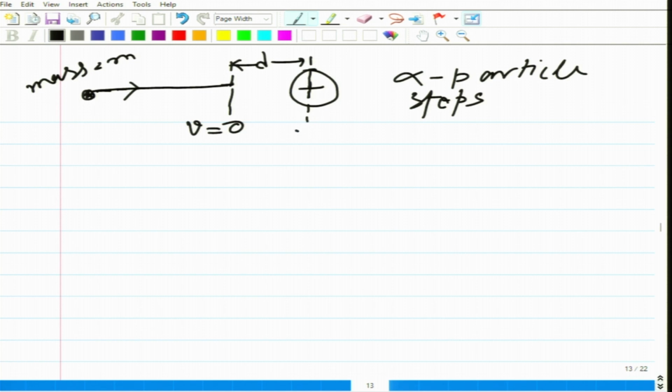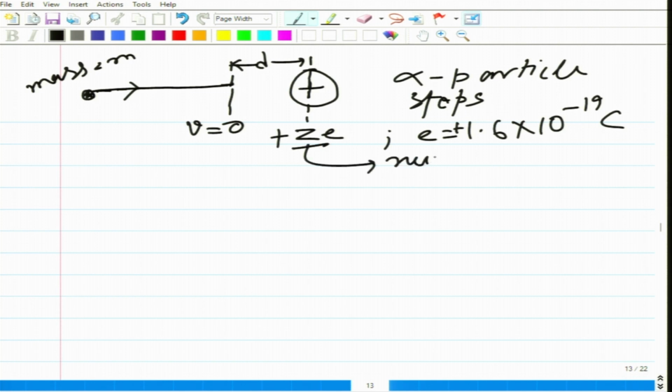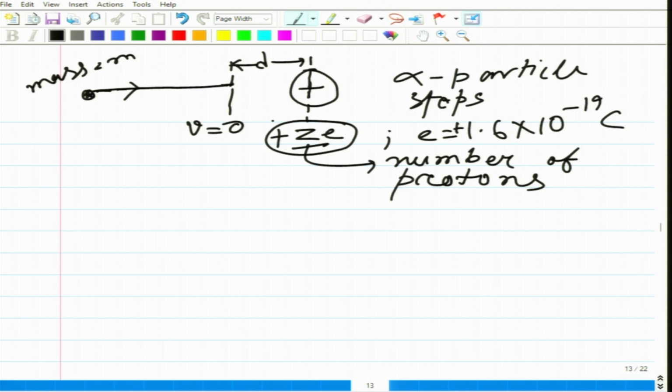nucleus has a charge of plus Ze, where we know the value of e is, since it is positive, plus 1.6 into 10 to the power minus 19 coulomb, and Z is the number of protons in this nucleus. If the total number of protons is Z, then the total charge will be Ze, and e is the charge of one proton.